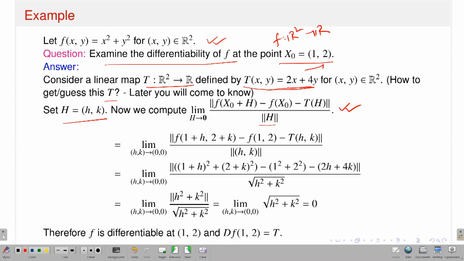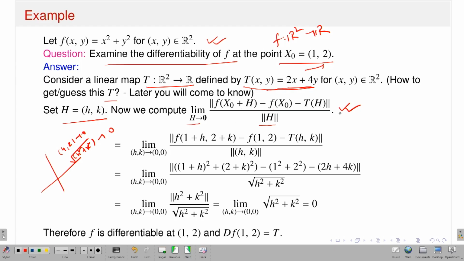Okay, let's see. h approaches 0 means what? As I said, I am in R2, so h approaches 0 means I am talking about the norm of h, the vector (h, k), going to 0. That means square root of h square plus k square goes to 0. That means the Euclidean distance from the origin to (h, k) goes to 0. Okay, so let's see the calculations.